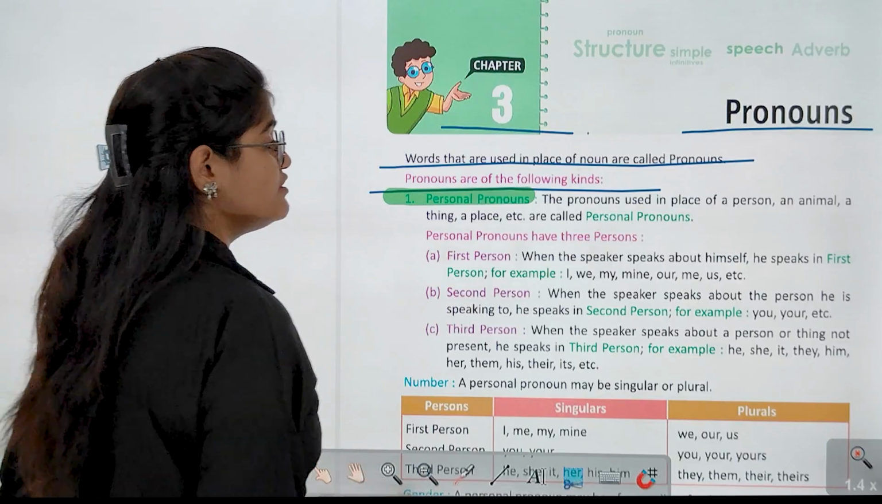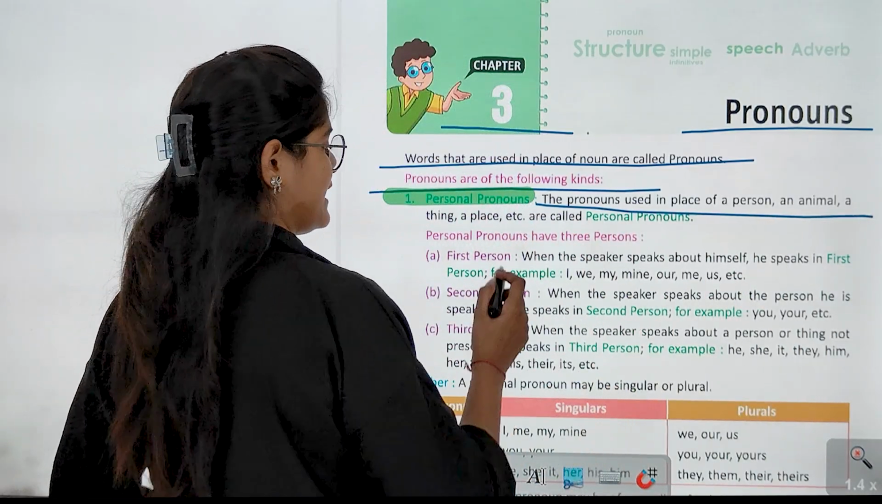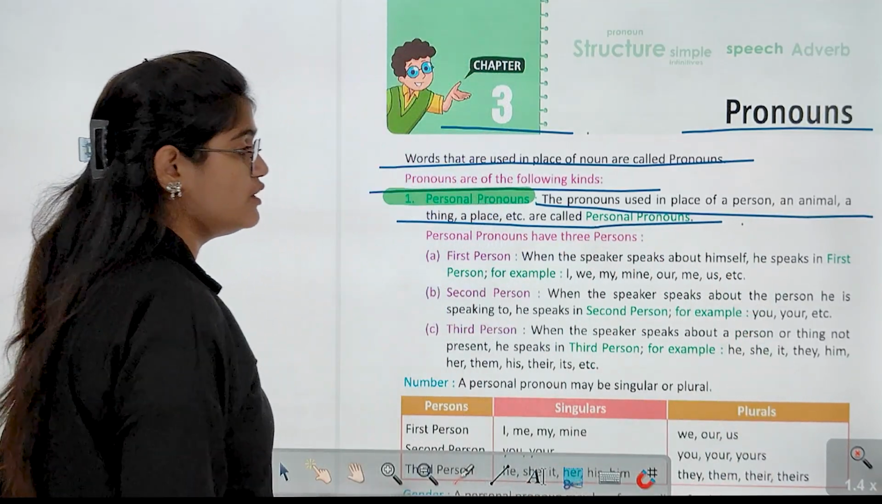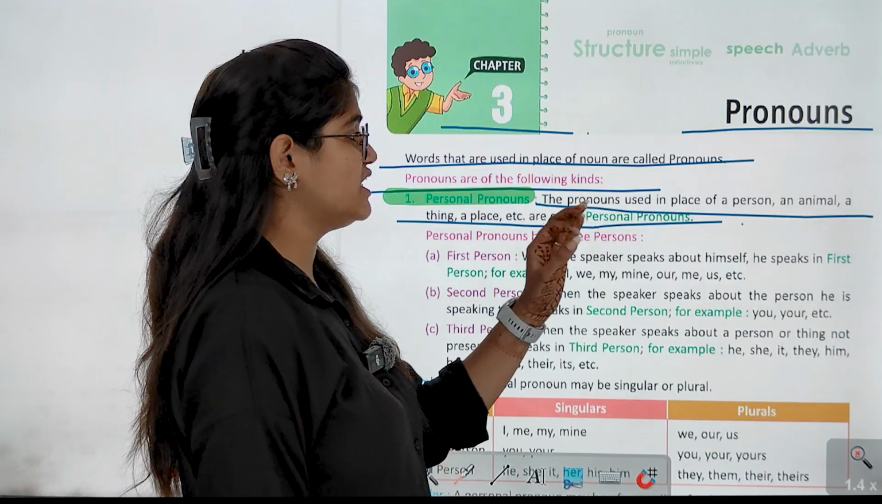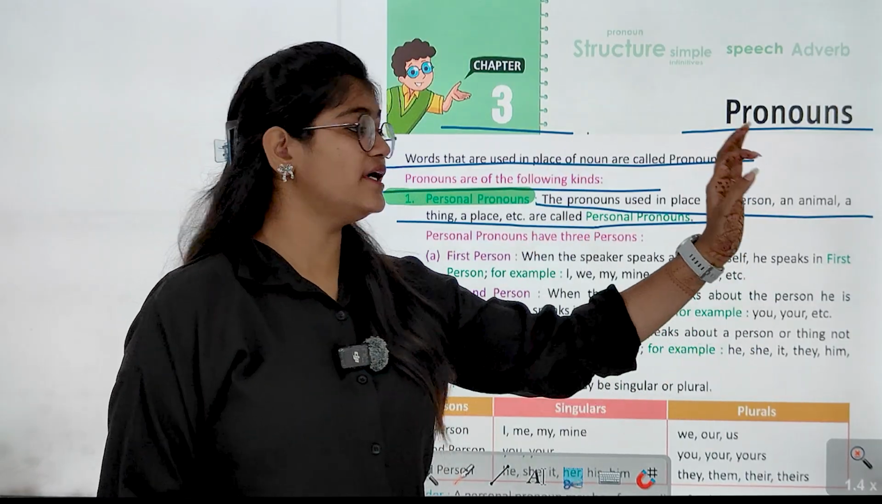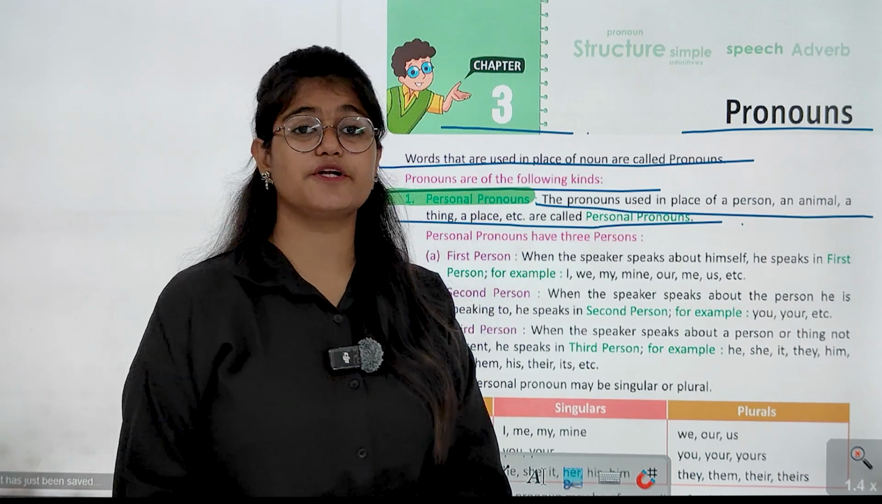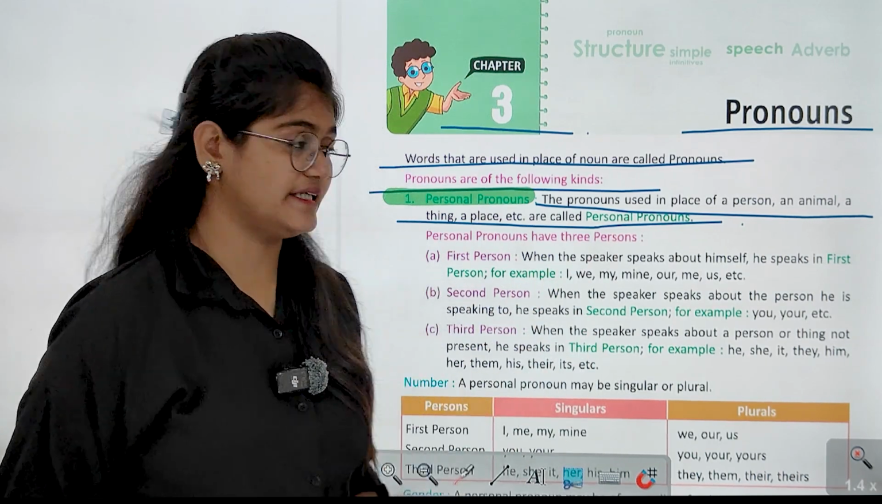Now what are personal pronouns? The pronouns used in the place of a person, an animal, a thing, a place, etc. are called personal pronouns. तो जो भी pronouns हम लोग किसी person की जगह पर, animal की जगह पर, thing की जगह पर या फिर place की जगह पर use कर सकते हैं उन्हें हम personal pronouns कहते हैं.